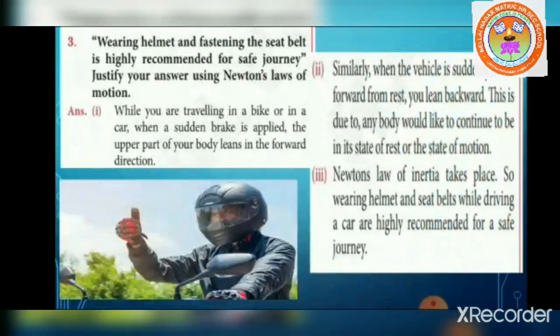Question number 3. Wearing a helmet and fastening the seat belt is highly recommended for a safe journey. Justify your answer using Newton's law of motion. While you are traveling on a bike or in a car, when a sudden brake is applied, the upper part of your body leans in the forward direction. Similarly, when the vehicle suddenly moves forward from rest, you lean backward. This is because any body would like to continue in its state of rest or state of motion. So Newton's law of inertia takes place.